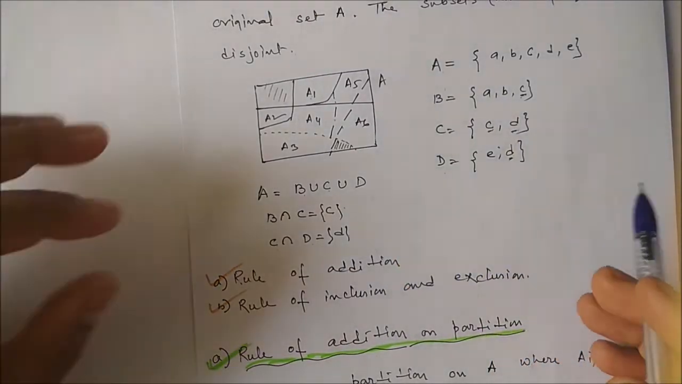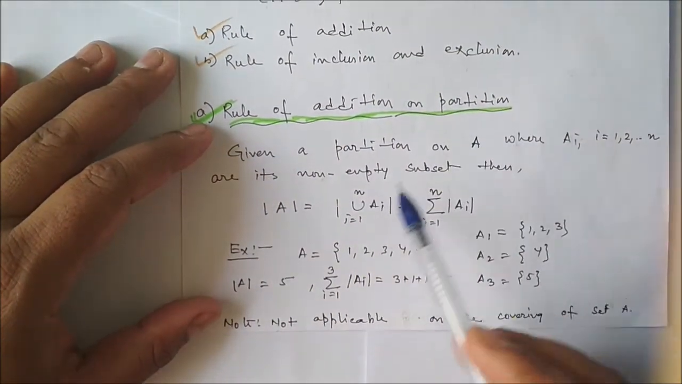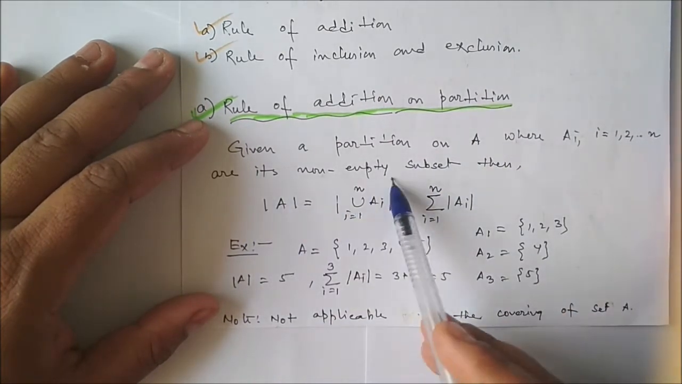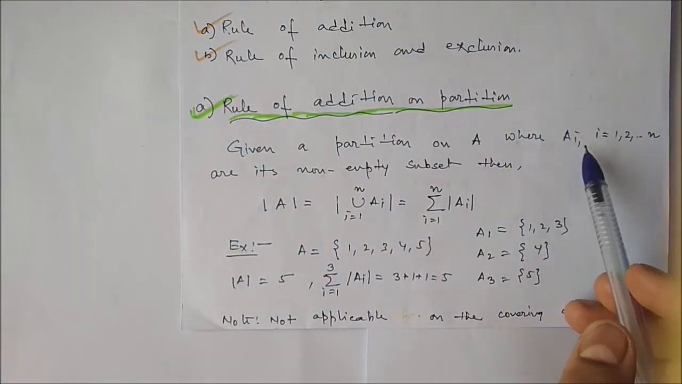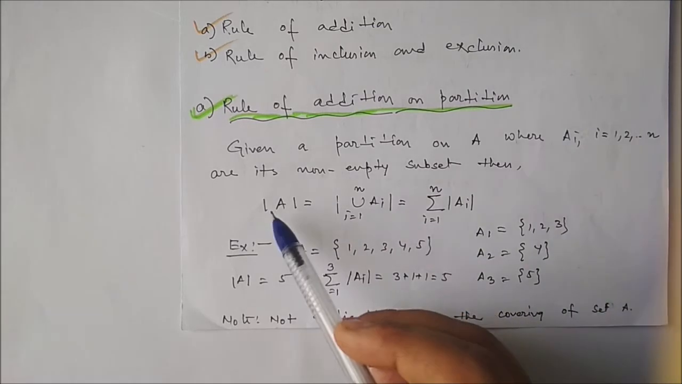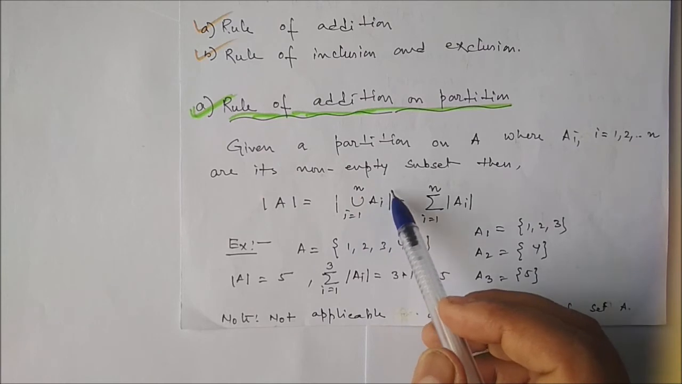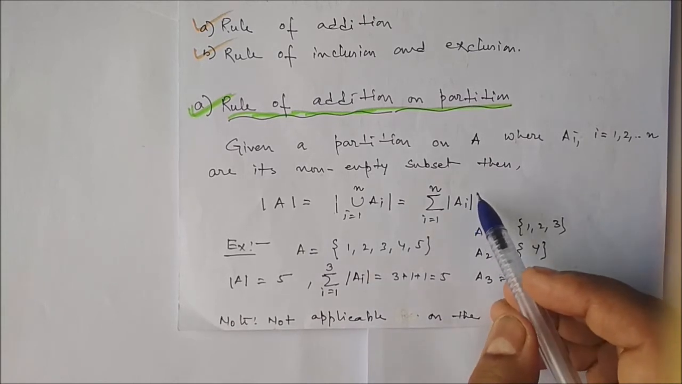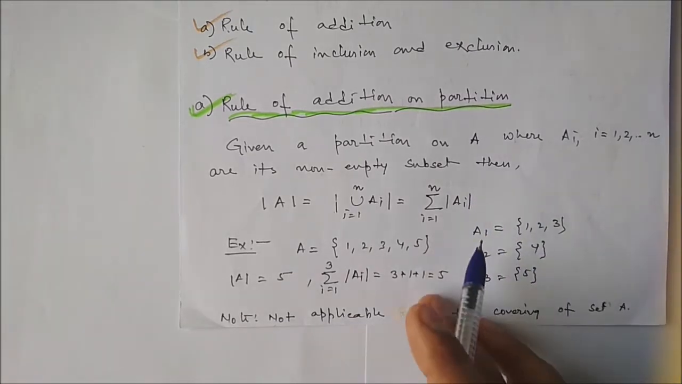So here we have to apply some rules: the rule of addition, and the rule of inclusion and exclusion if it is a covering. First, the rule of addition on a partition. Given a partition on A where Ai are its non-empty subsets, i varies from 1 to n, that means the universal set is A and there are n partitions. The number of elements present in A is the union of all the elements, so you take the cardinality. In that case we add all the elements present in each and every set.